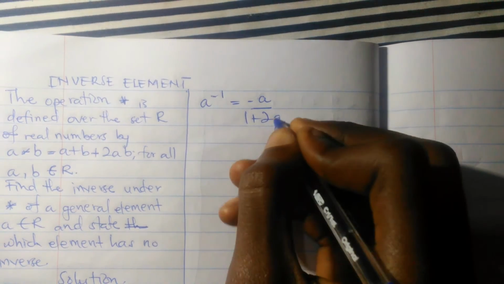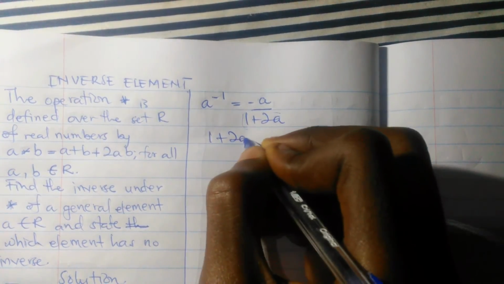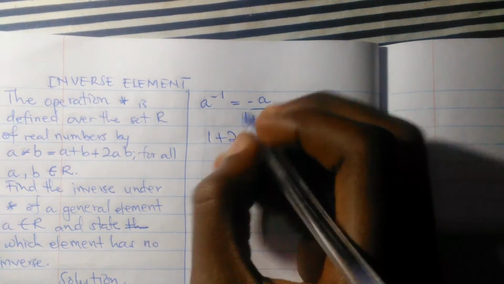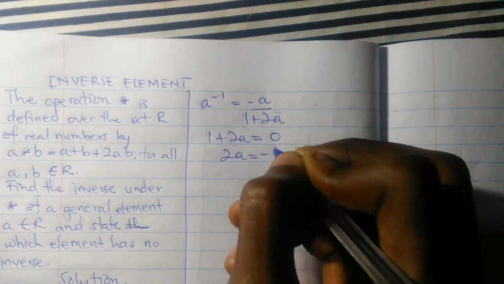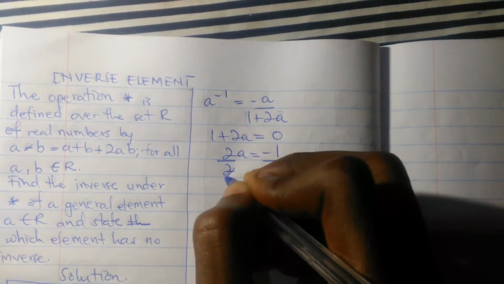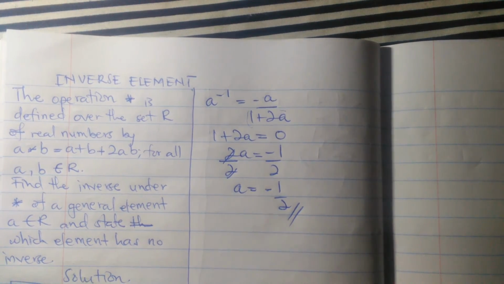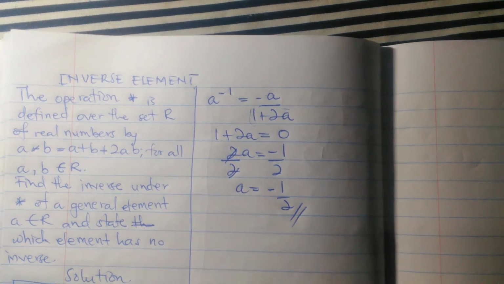So now let's solve. We equate this denominator to 0. So 1 plus 2A, we equate it to 0. Then we get 2A to be equal to minus 1, since we move that 1 to the other side. Then dividing both sides by 2, we get that the element which has no inverse is minus half. So minus half has no inverse under this relation.